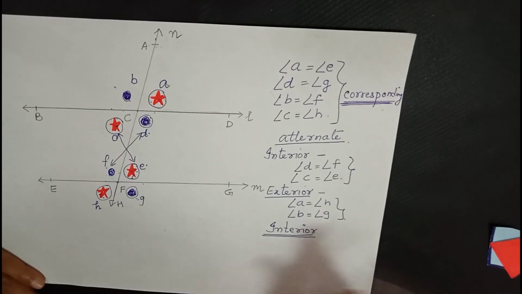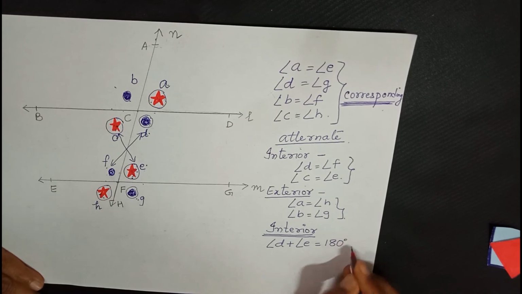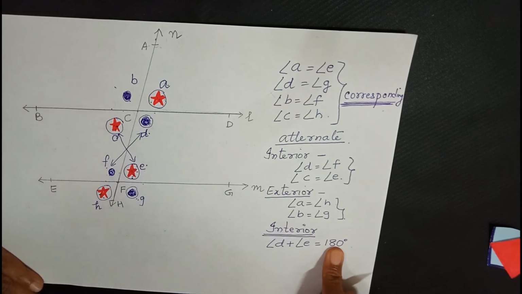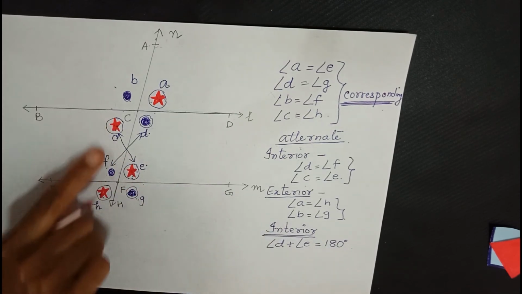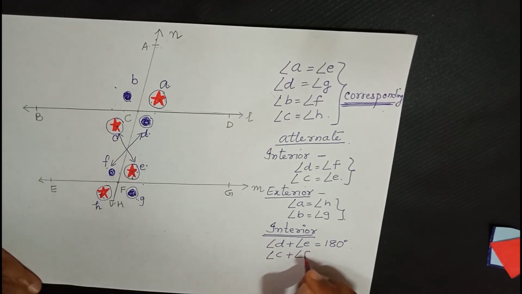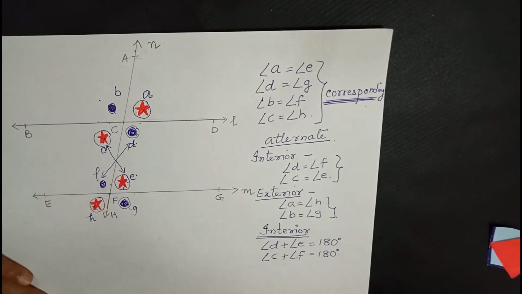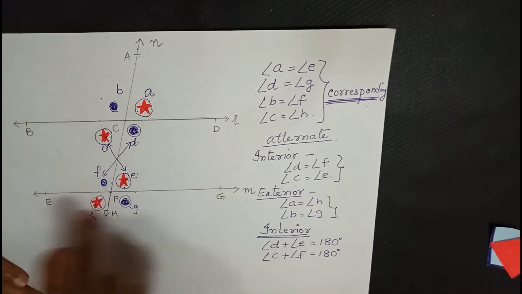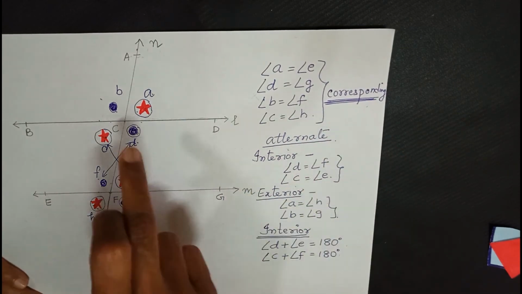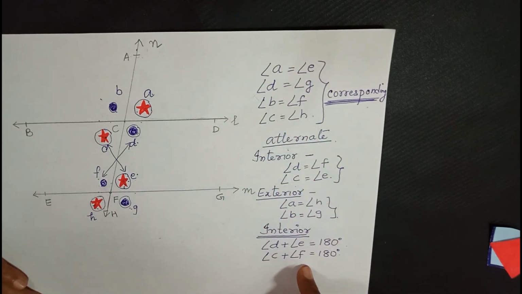So from here what we come to know is that interior angle addition is equal to 180 degrees, or in other words they are supplementary angles. Angle D plus angle E is equal to 180. Now this side also one red and one blue, their addition will be equal to 180. So angle C plus angle F is also equal to 180 degrees. So this is the property of a transversal which cuts two parallel lines. Now students, you should remember that these properties will be true only if the two lines are parallel. If the lines are not parallel, you cannot use these properties.